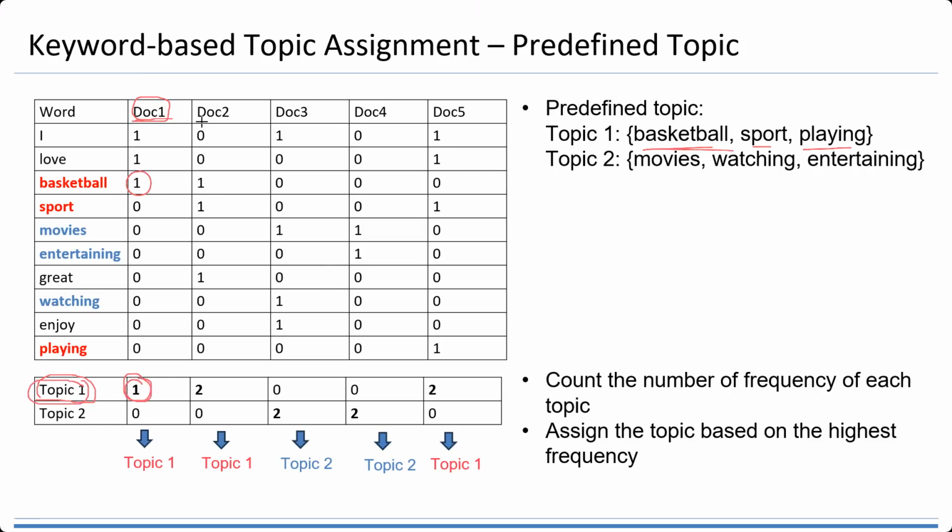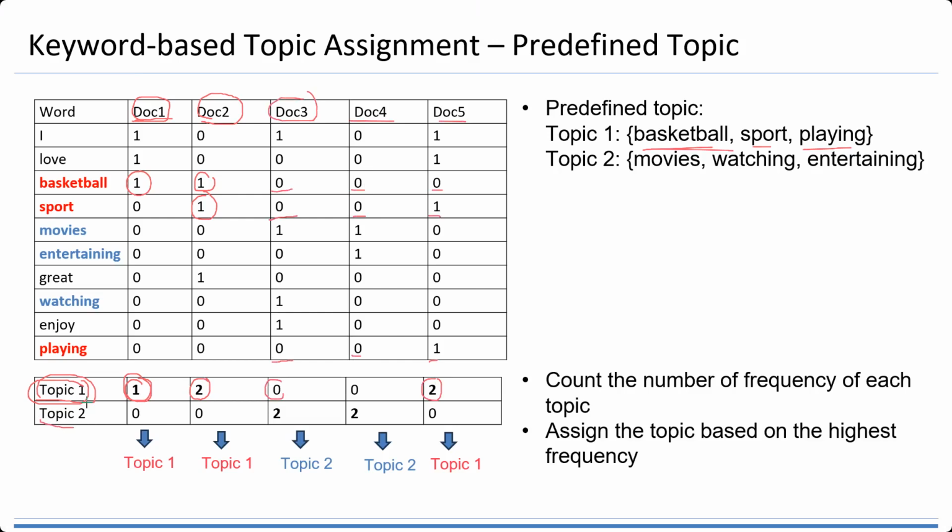What about document two? In document two, we have basketball and sport, so there are two words. What about document three? Zero, zero, and zero. Document four? Zero, zero, zero. Document five? We have zero, one, one. There are two related to topic one.